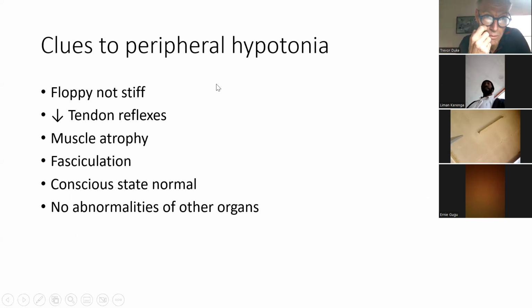As I said, the clues to peripheral hypotonia: they're floppy, they're not stiff. They don't have that scissoring. They've got reduced tendon reflexes. They may have muscle atrophy if their peripheral nerves are affected or their muscles are affected. They may have fasciculation too, which is a flickering of their tongue. That's a particular feature in some types of peripheral hypotonia. Their conscious level is usually normal. They're usually alert, and they have generally no other abnormalities of their other organs. And so from working out whether or not the baby has central or peripheral hypotonia, you can then start to think about what types of illnesses the baby might have.